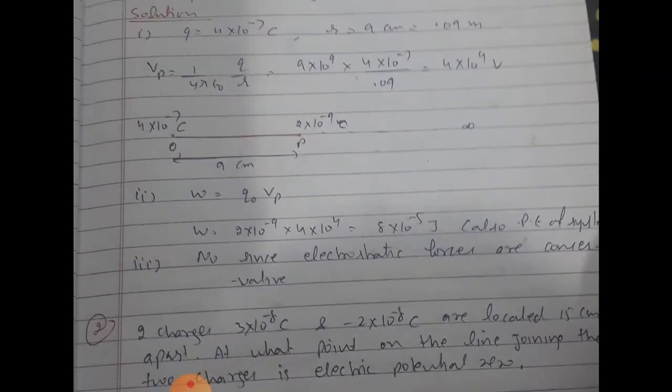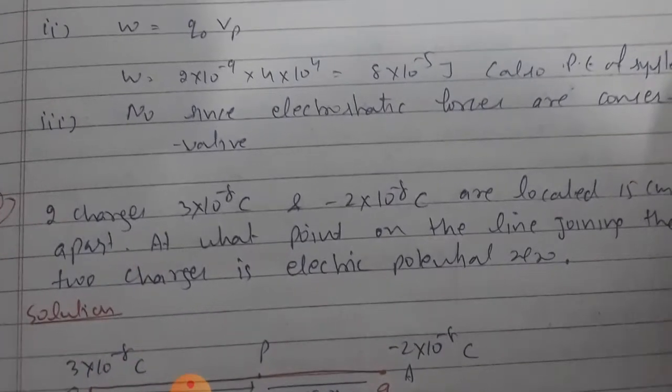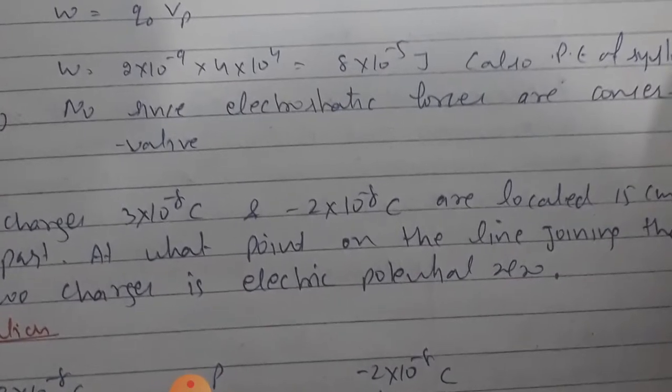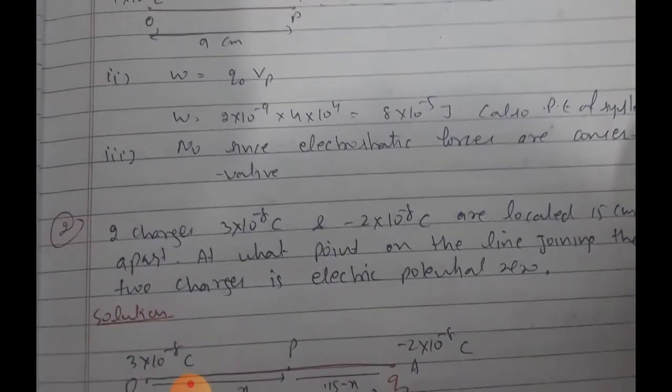So let us come to the second numerical. Two charges 3 into 10 raised to the power minus 8 coulomb and minus 2 into 10 raised to the power minus 8 coulomb are located 15 centimeter apart.